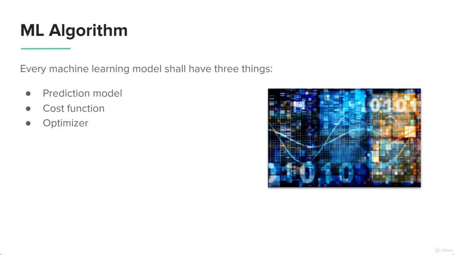Before we move on to linear regression, every machine learning algorithm has three components. The first component is the prediction model. The prediction model will take the X set of features and predict the outcome. After it predicts the outcome, we compare it with the actual value, and on that basis the machine learning algorithm will train. The second component is the cost function.